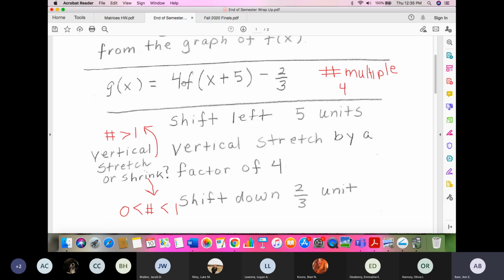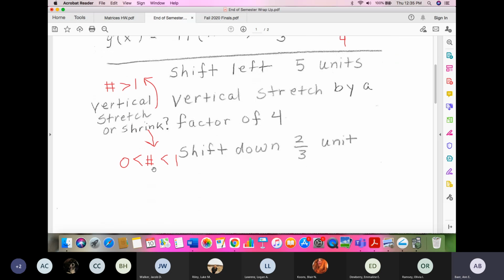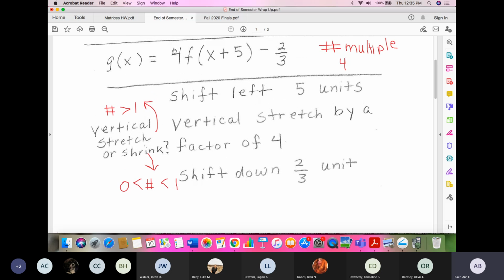And in this case, we have a 4, and that number 4 is bigger than 1. Our number here, if I plug 4 in here, is bigger than 1, so that results in a vertical stretch. Now, if we had a 1/2 here instead of 4, that 1/2 is between 0 and 1 and would result in a vertical shrink. It works like you think.